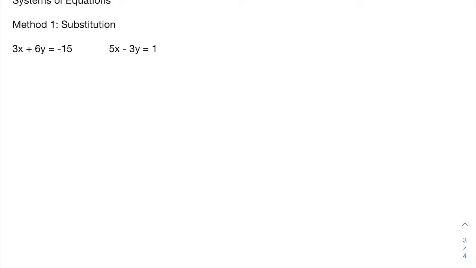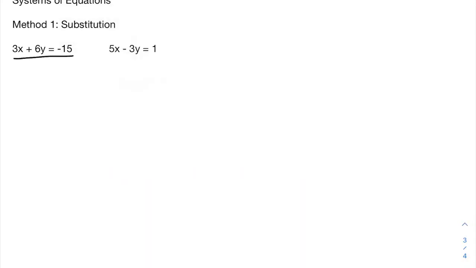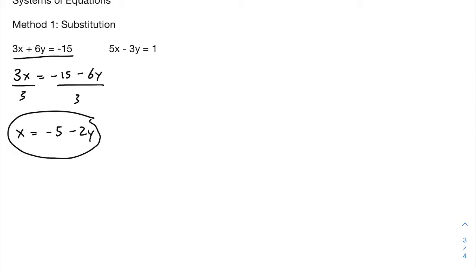So I am going to employ this. I'm going to take this first equation and solve for x. And so I would do that by saying 3x is equal to negative 15 minus 6y. Then I would divide both sides by 3, and this would get me x is equal to negative 5 minus 2y. And now that I have an equation for x, I can take this and plug it in right there.